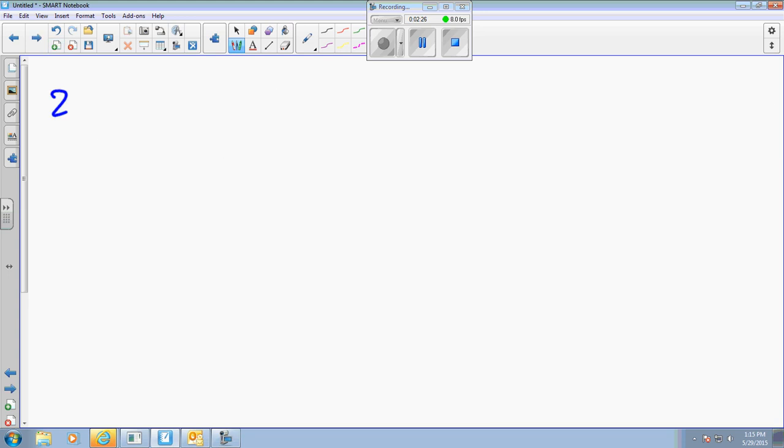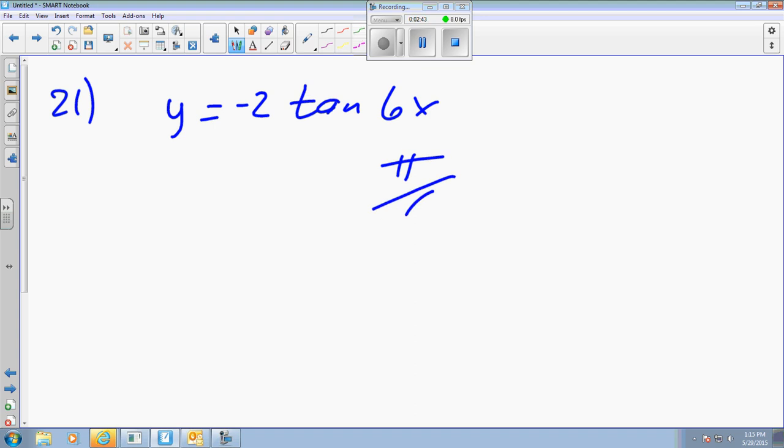Let's move on to question 21. It says, what is the period of this one? Remember, tangent has its normal period being pi, but to find the period, you have to take pi divided by the b, and our b in this case is 6, so our period is going to be pi over 6.